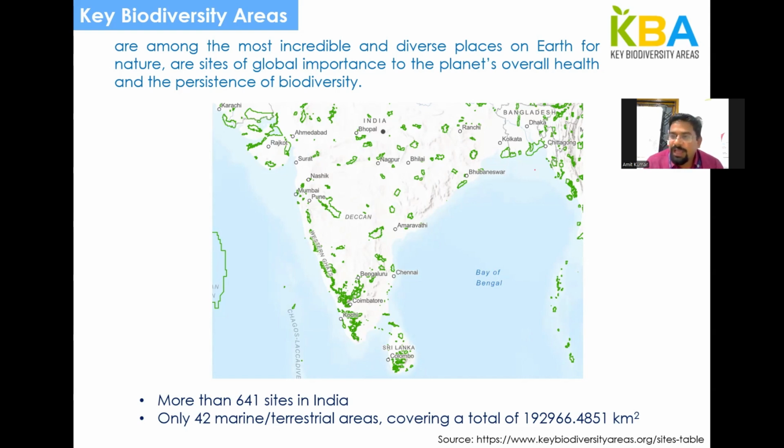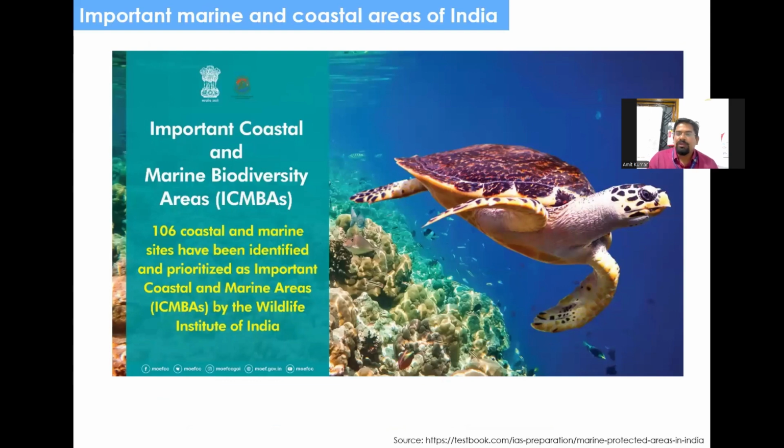However, if you filter with the habitat of the marine, you can see that only 42 marine or terrestrial areas are available, covering a total of approximately 1,92,000 square kilometers. Some of the key biodiversity areas include Pulicat Lake, Park Bay, which is now a Dugong Conservation Area, Chilika Lake, and a few other locations in peninsular India as well as in the islands.